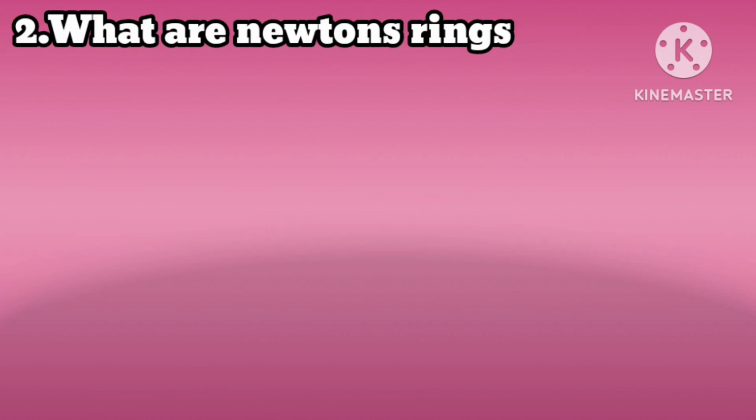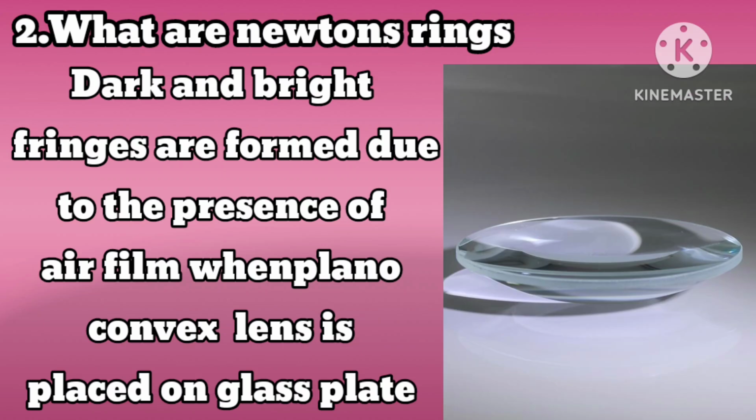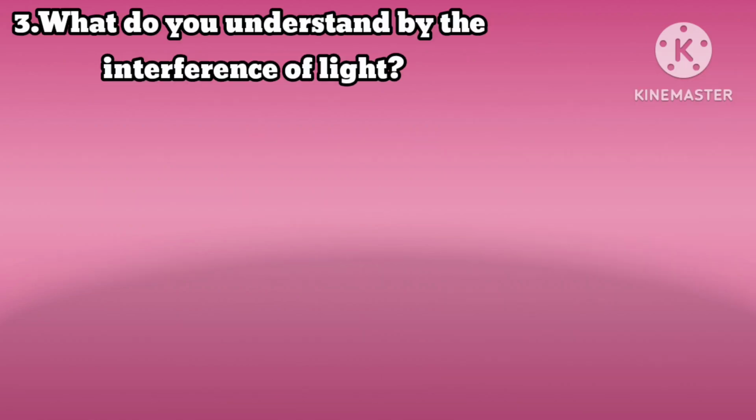What are Newton rings? In Newton rings, dark and bright fringes are formed due to the presence of the air film when a plano-convex lens is placed on a glass plate.